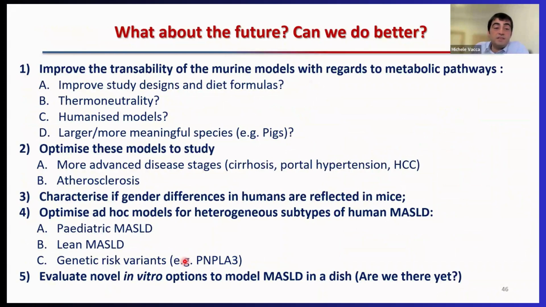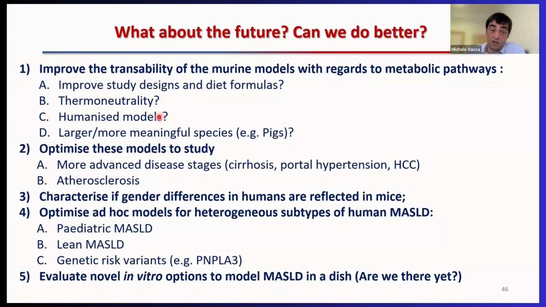So what is the direction that we will follow in the future, considering that our screening resulted into having not a single perfect model, is to improve the translatability of the murine models with regards to metabolic pathways. We will see in the last slide that there is chance for improvement of the study designs and the dietary formulas. It has been proposed that thermoneutrality can improve the metabolic phenotype. We tested this in the GAN model. We didn't achieve such good results, but in the literature, there are different papers that have shown it.